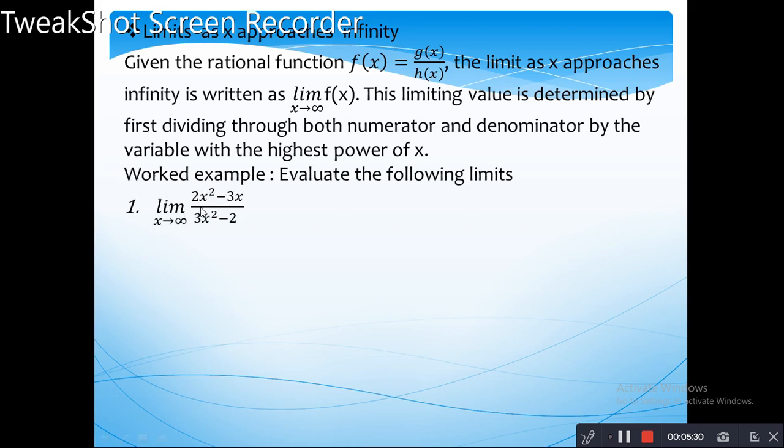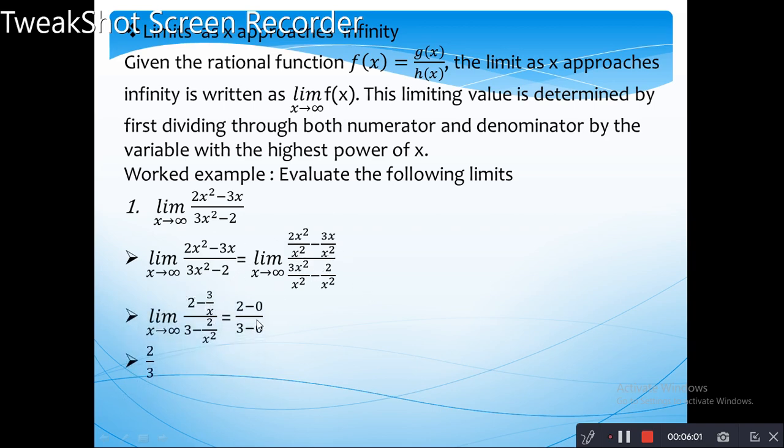Finding the limit of 2x squared minus 3x all over 3x squared minus 2 as x approaches infinity, we are to divide through the numerator and denominator by the highest power of x, and the highest power of x here is x squared. So I have to divide each and every term by x squared. As I've done here, we are dividing 2x squared by x squared, and minus 3x by x squared. We can do some cancellations. Then after our cancellations, we do the substitution, replacing x by infinity. From the rule stated, we will know that it will be 2 over 3.